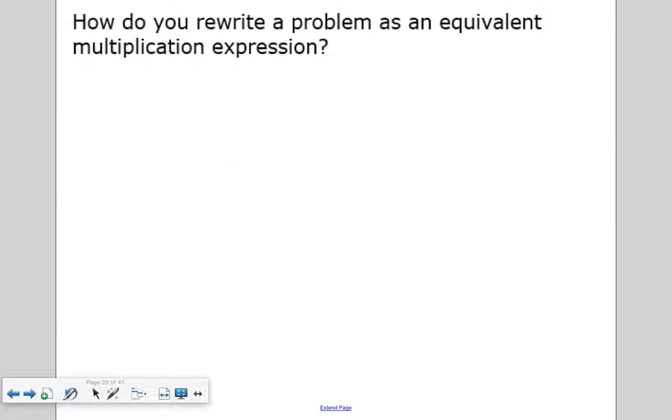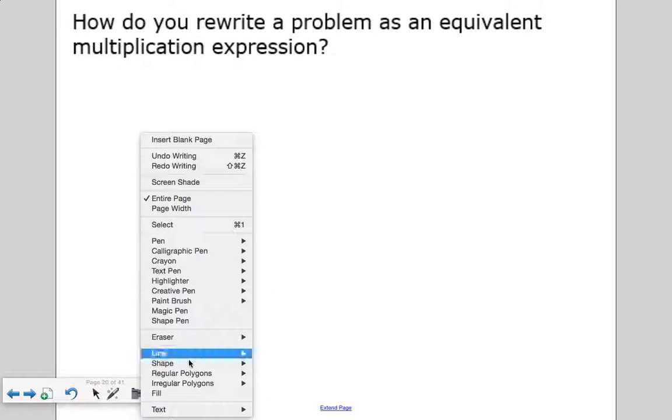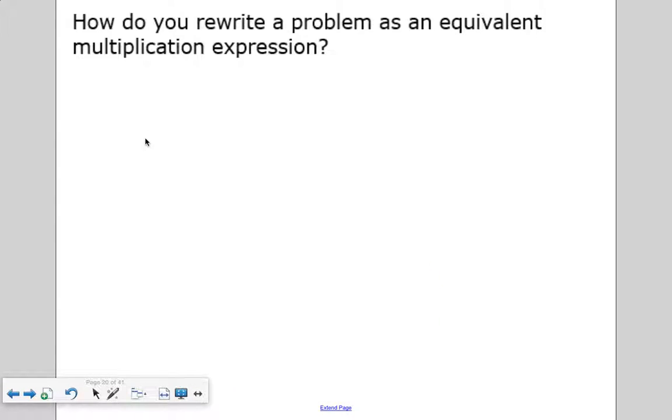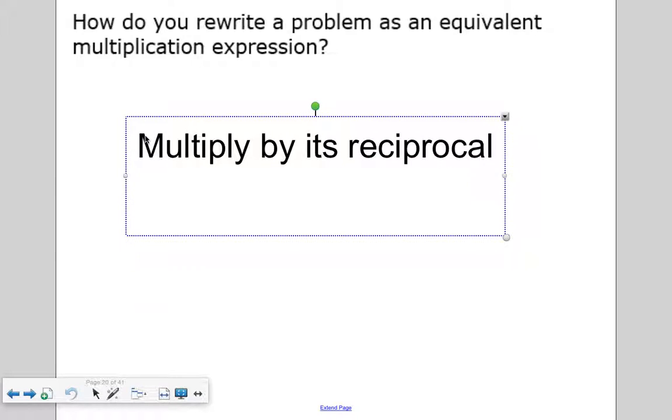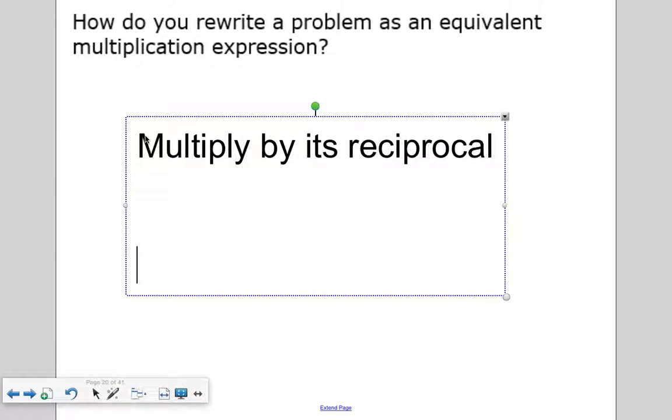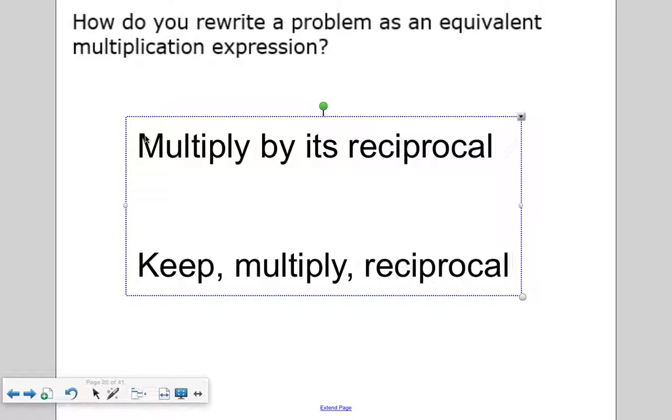So the question is, how do you rewrite a problem as an equivalent multiplication expression? Let's look at this text. It's called multiply by its reciprocal. Some people need to know you keep the first number, then you multiply. So you change the division into a multiply, and then you use the reciprocal. And that's how you divide a fraction.